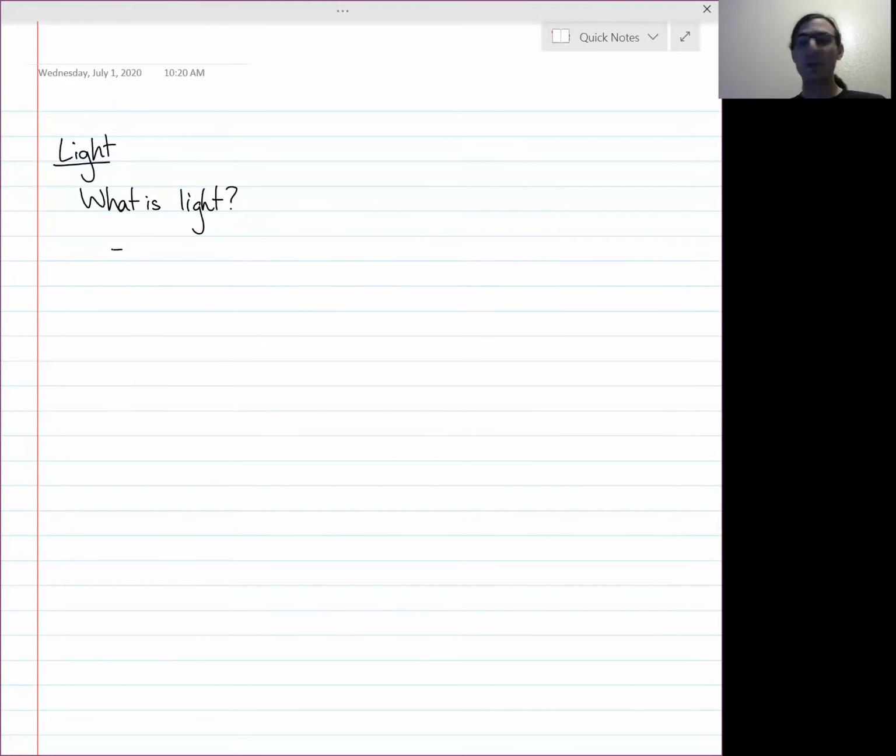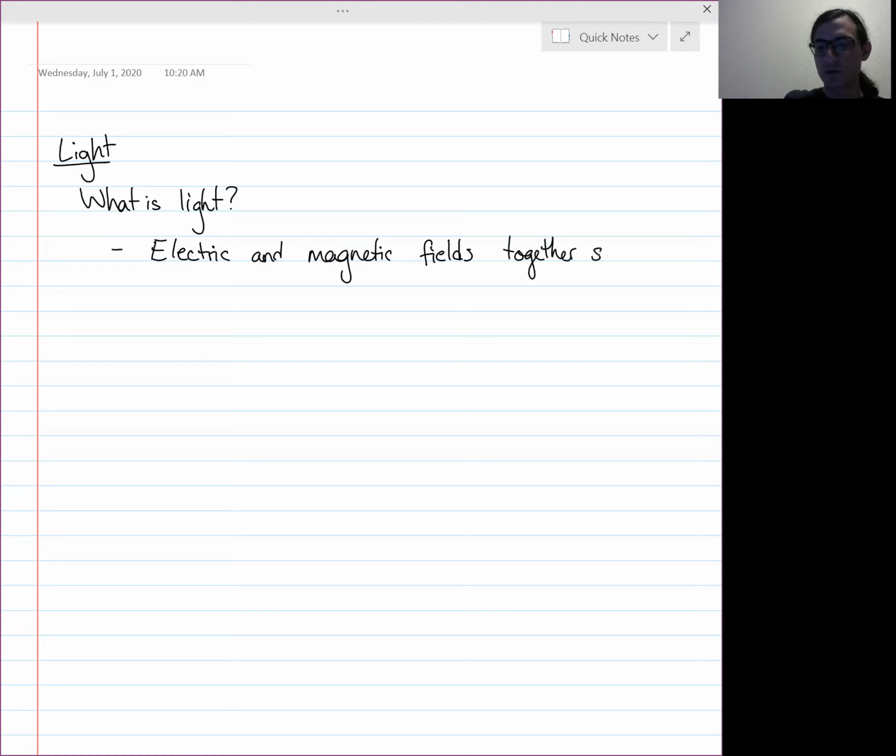he showed the following thing is true about electromagnetic waves. He showed that electric and magnetic fields together satisfy the following equation. Where, say, F is the magnitude of the electric field, for example. And so, hopefully, you guys recognize at this point that that is the wave equation, right? So this implies that there are such things as electromagnetic waves.